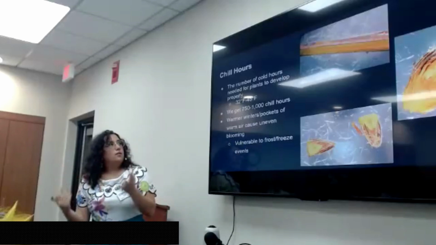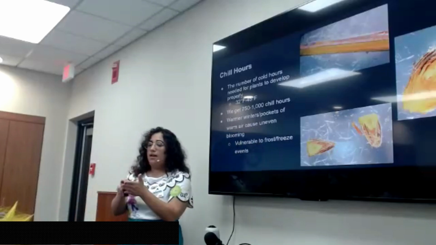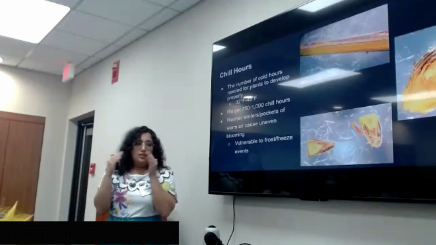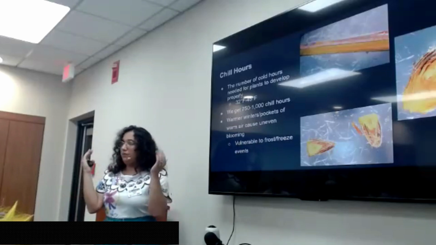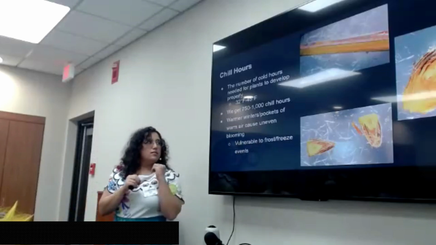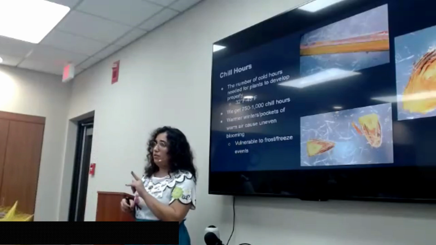Chill hours are the number of cold hours needed for plants to develop, because when they go to dormancy, they have their own little cycle. Plants shut down, just like a bear, right, within each of your buds. Here in North Carolina, we get 750 to 1,000 chill hours. That matters when you are picking out your cultivar.